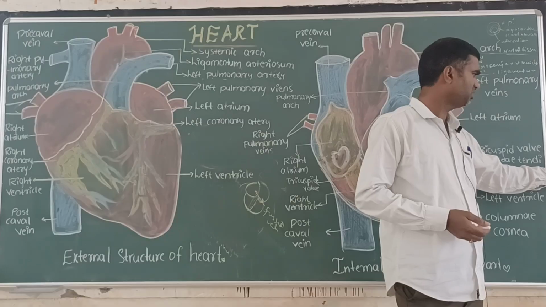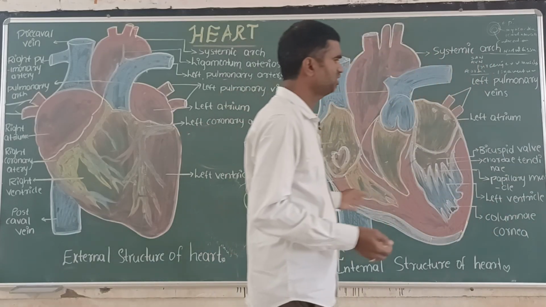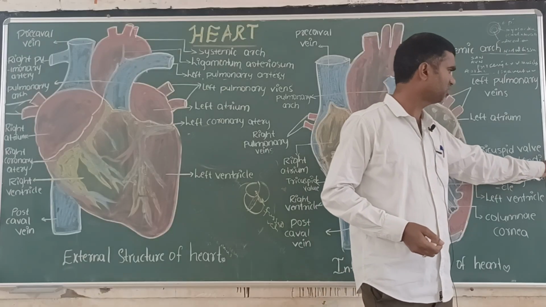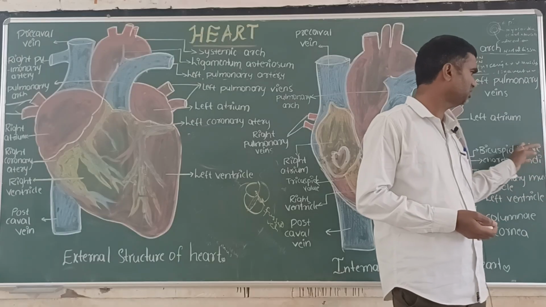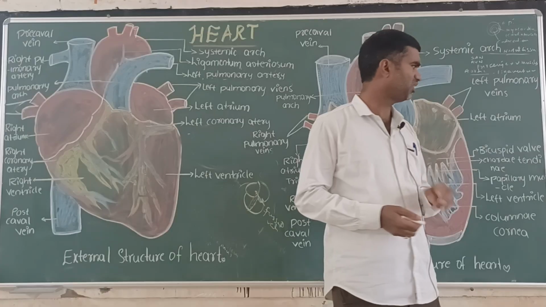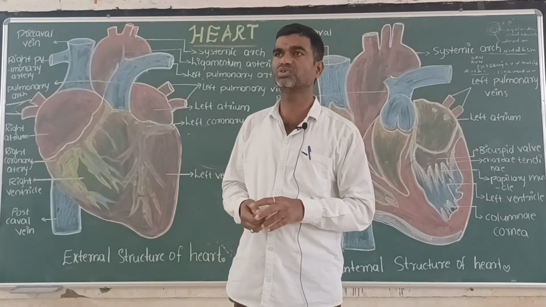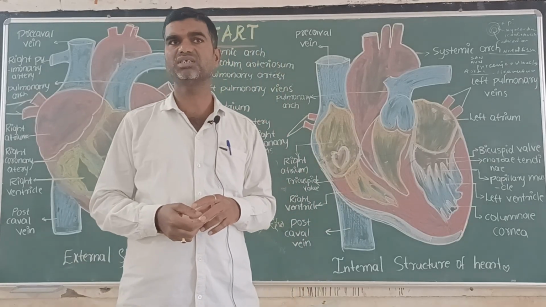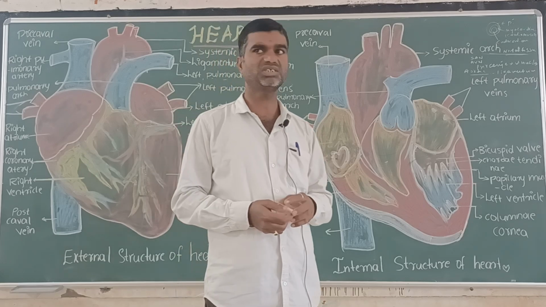Right atrium and right ventricle, and left atrium and left ventricle are present here. Where the coronary sinus opens into the right atrium, the valve of Thebesius is present. The Thebesius valve is present here. And next, the opening guarded by the postcaval vein is called the Eustachian valve. Okay, Eustachian valve is present.